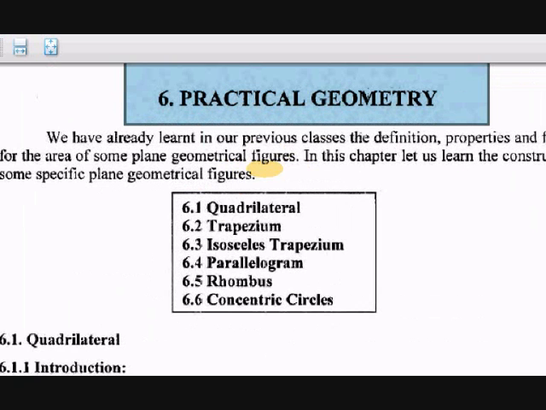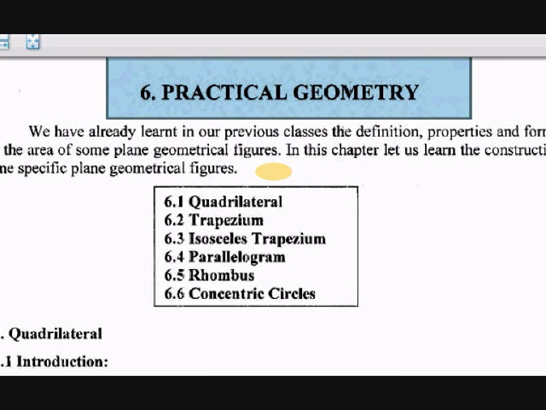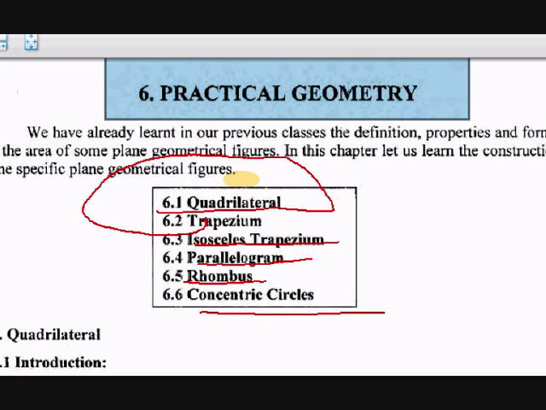Yes. Let's do practical geometry. In this class we will learn about quadrilateral, trapezium, isosceles trapezium, parallelogram, rhombus and concentric circles. Everything is a quadrilateral. Okay.